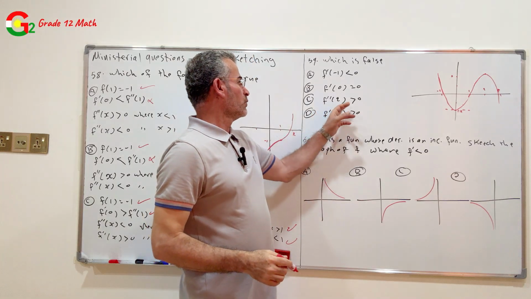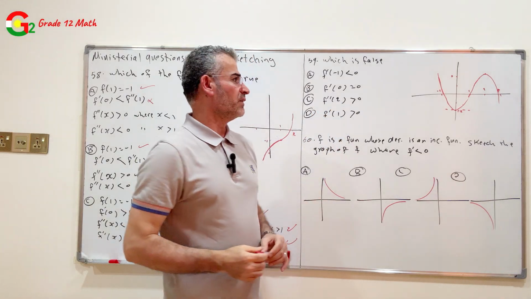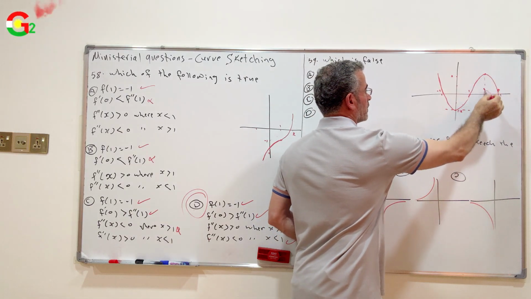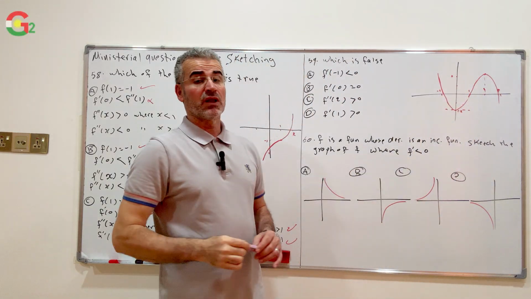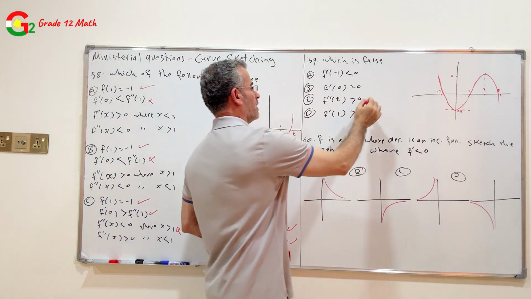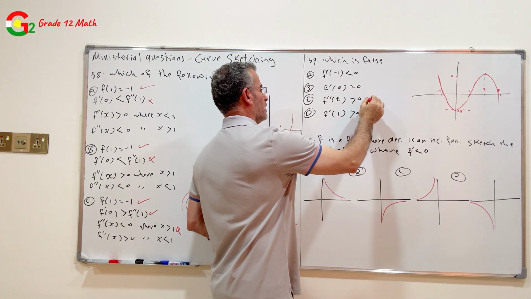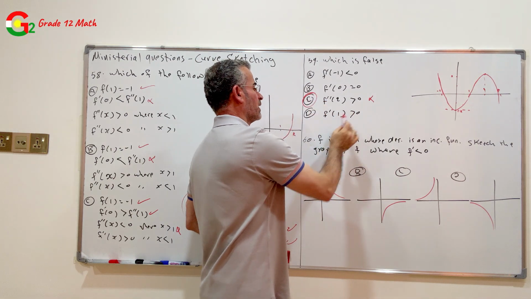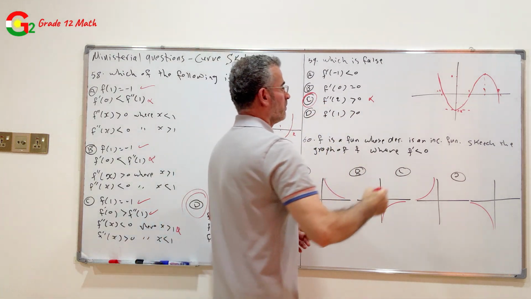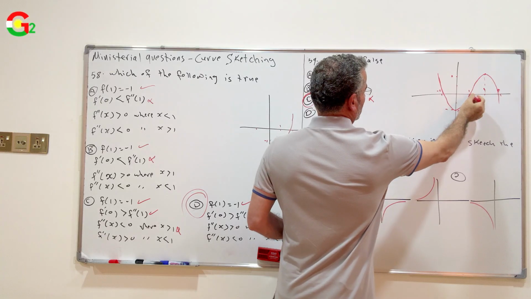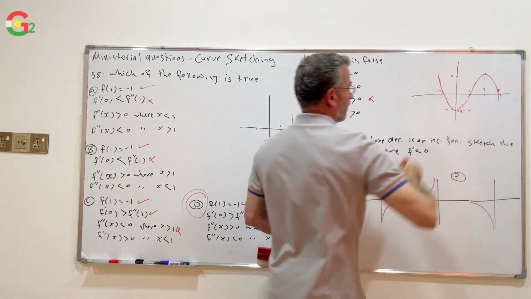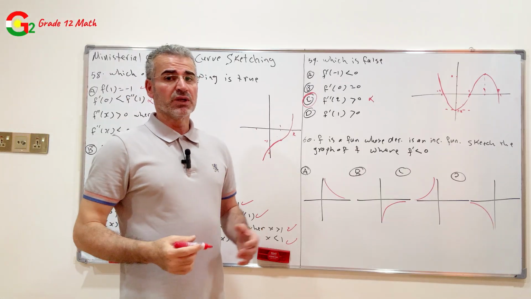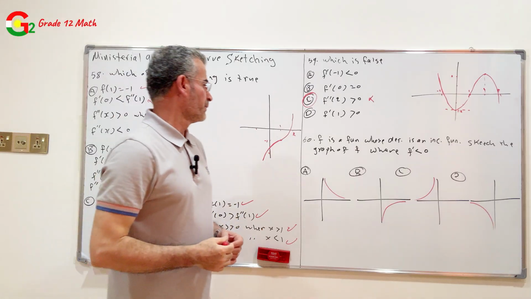F double prime of 2 greater than 0, positive, but the graph of the function at 2 is convex, therefore it should be negative. Therefore, this statement is wrong. It is the right choice. F prime of 1 greater than 0. At 1, the graph of the function is increasing. Therefore, f prime of 1 should be greater than 0, positive.